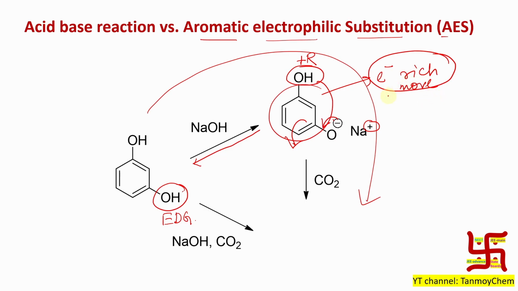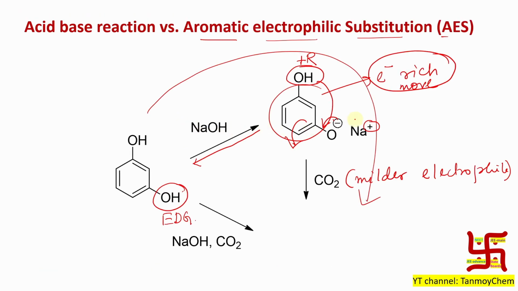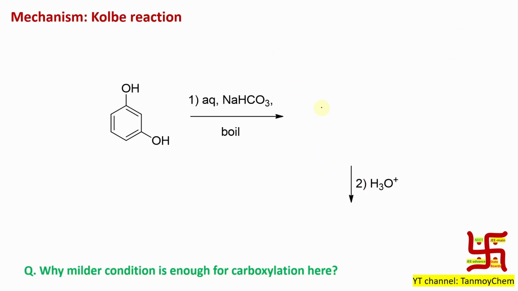Since it is more electron rich and more reactive, a milder electrophile can also participate in aromatic electrophilic substitution, and here CO2 is actually a milder electrophilic reagent. That's why it can participate in a chemical reaction. So what happened? In the first step, you can expect that this O minus will be produced, and later on it can react with carbon dioxide, and ultimately aromatic electrophilic substitution can take place.